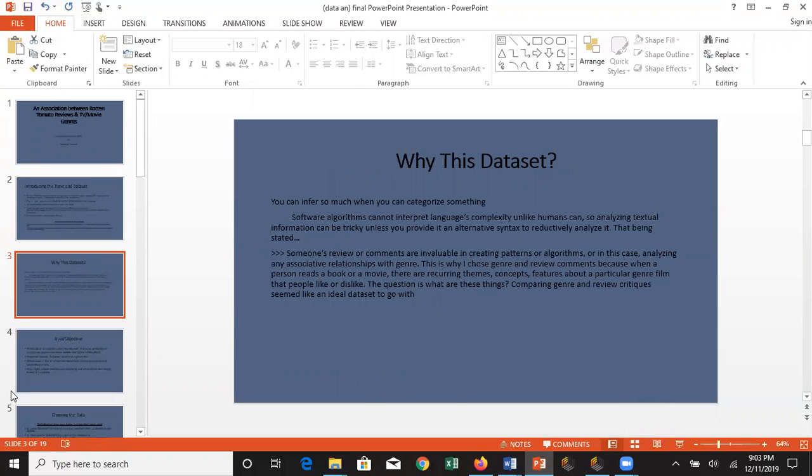The reason why I chose this data set is because language itself is extremely complex, and computers can't yet determine the ambiguity and the complexity of it, so they have to assign it values, and the syntax and the semantics are just too intricate. By turning the language into values, it helps better find correlations using keywords. And I chose reviews because reviews are a good way to find an associated relationship for recurring themes, concepts, features, or genre films.